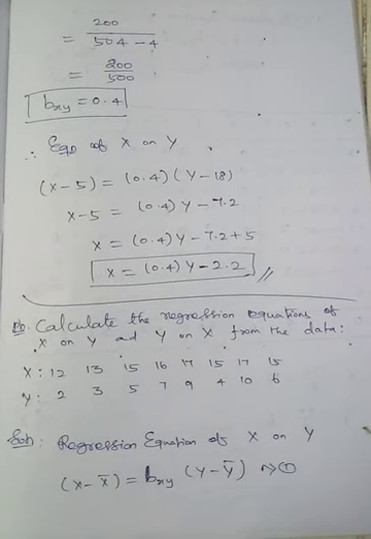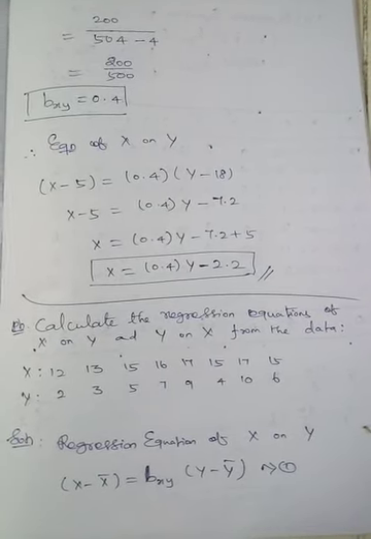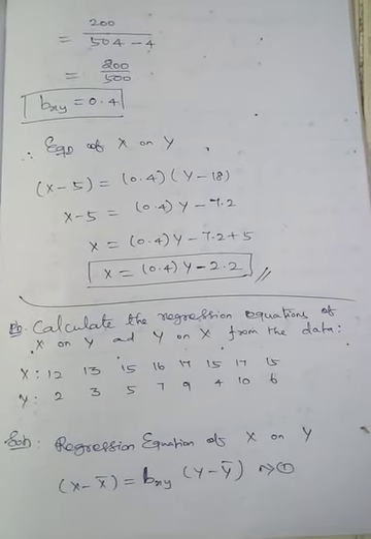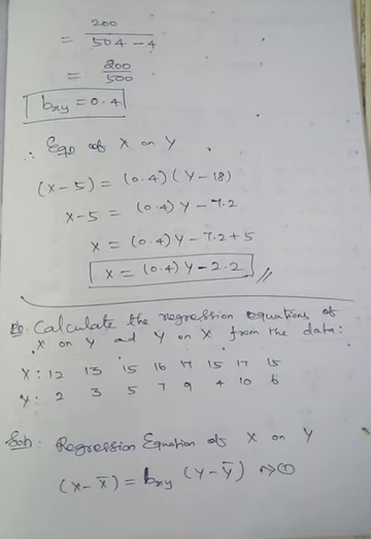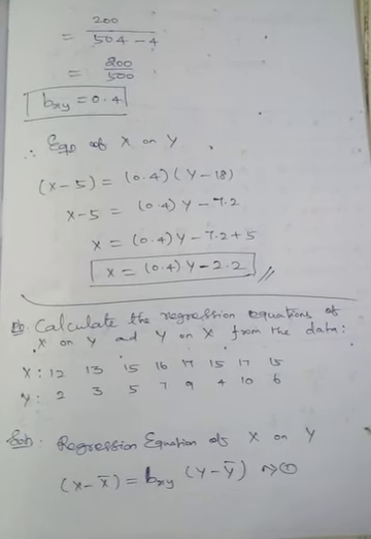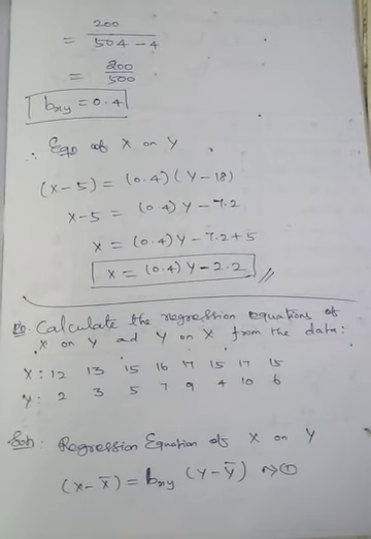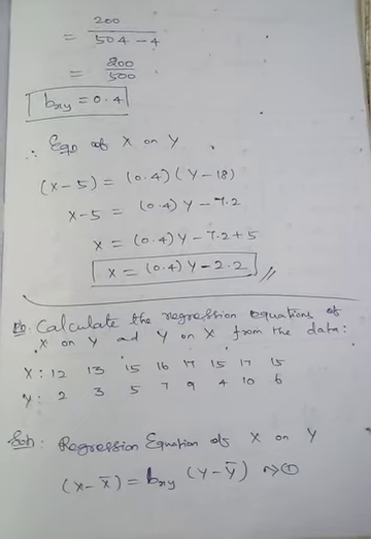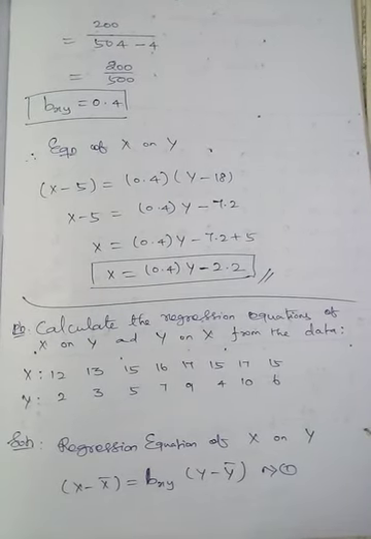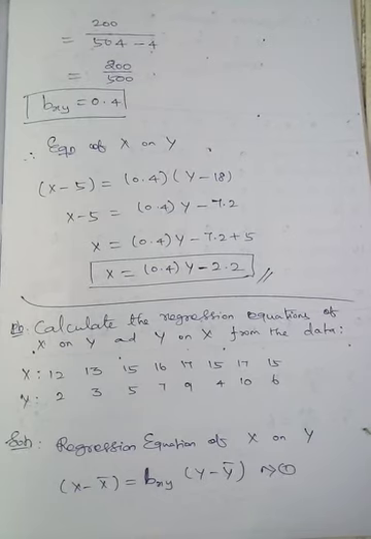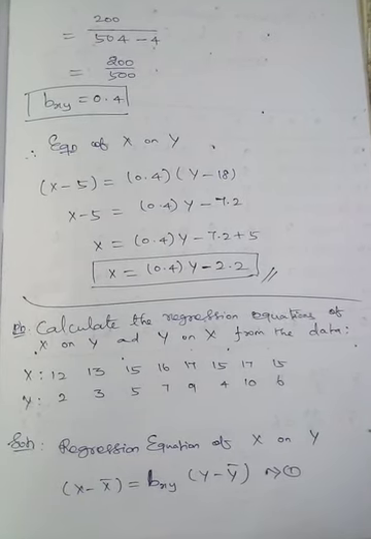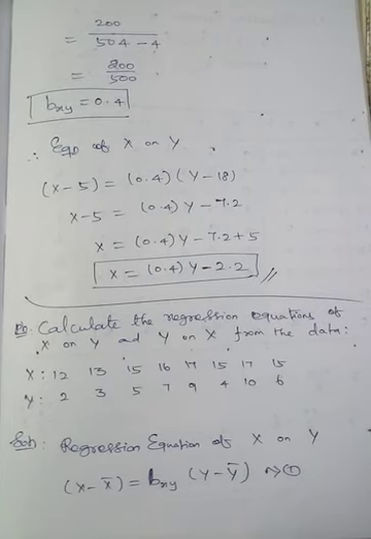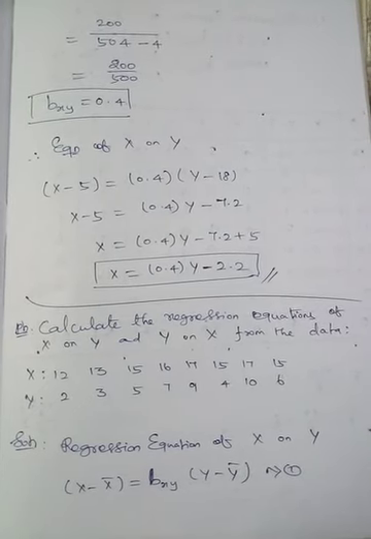Very first equation for x on y. So x comes first, y comes second. This is the way you can remember the formula for the first one. x comes first, it means on the left hand side we have only x and x bar. Okay, x minus x bar is equal to bxy into y minus y bar. So this is the very first equation, that is the regression equation of x on y. Am I correct? I think you have understood.